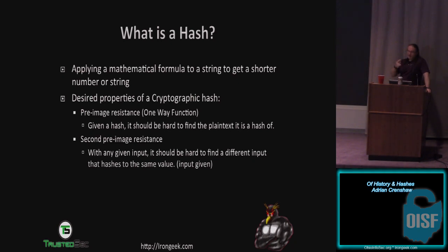Second pre-image resistance is the next thing you want in a cryptographic hash function. With any given input, it should be hard to find a different input that hashes to the same value. And so basically, you don't want there to be a collision. You don't want it to be easy for someone to find something else that goes to the same value. This is a big problem with something like CRC32, which we'll talk about in a second.